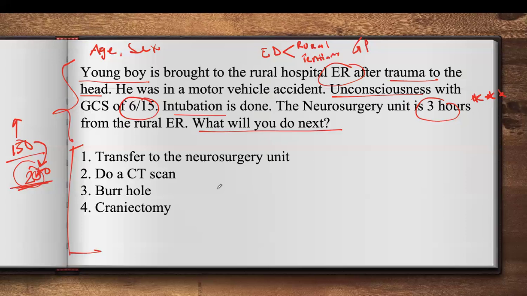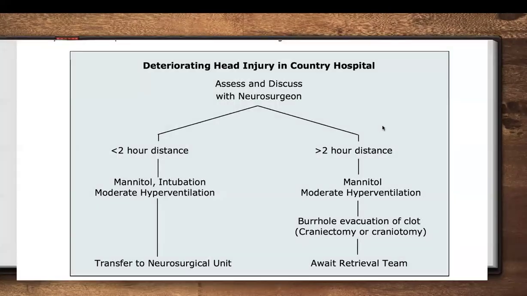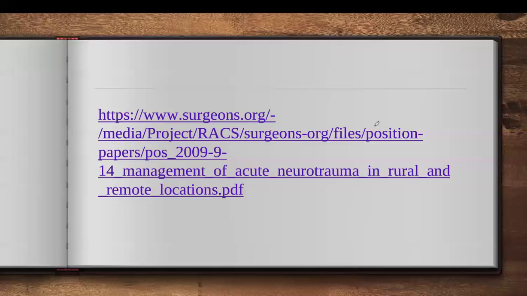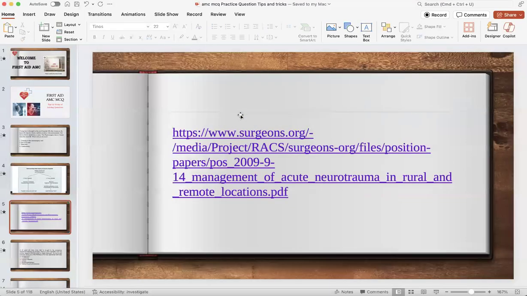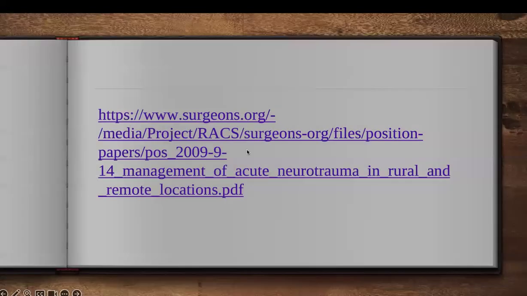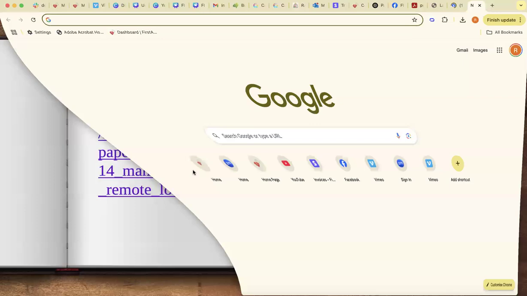The next thing to understand is that the options are transfer to the neurosurgical unit, do a CT scan, burr hole, or craniectomy. Now, we want to discuss it. We never just go and solve the question. You need to know how we are coming to the answer. So let's follow the guideline first. This is the guideline of Australia, where it has discussed how to manage neurotrauma in a rural hospital. So this is the Australian guideline. The guideline is pretty good.